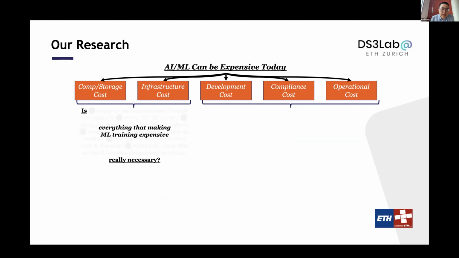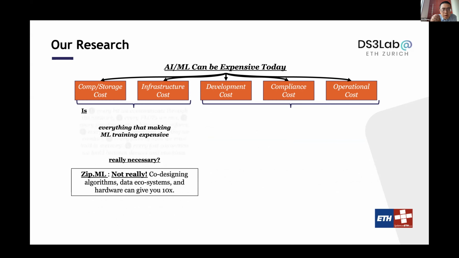So given this, we actually make some of the progress. For the first question about the training cost, right? If you look at all those things that are making machine learning training expensive, not all of them is actually necessary. By co-designing the algorithm, the data ecosystem, and also the hardware, you have at least 1 order of magnitude speed up here for you to cash in.